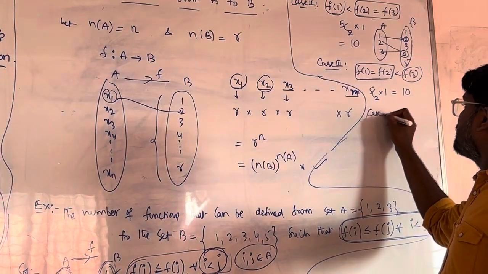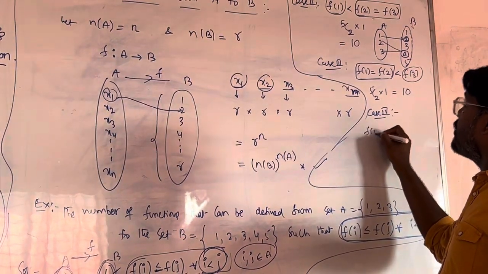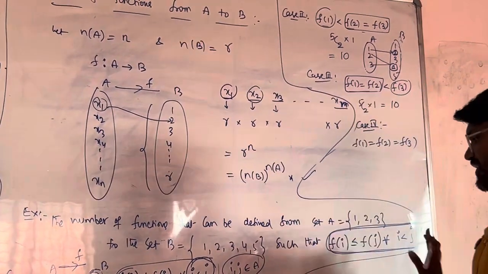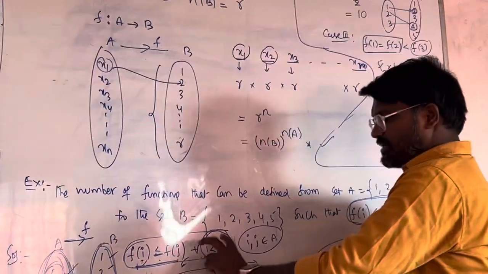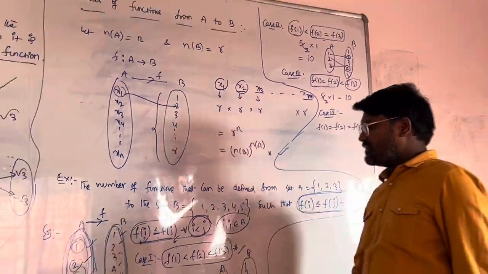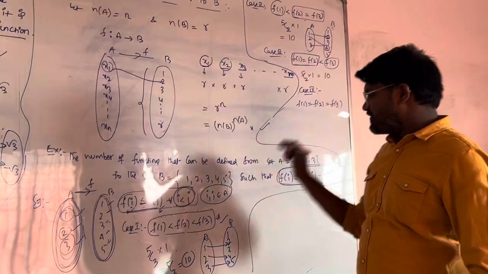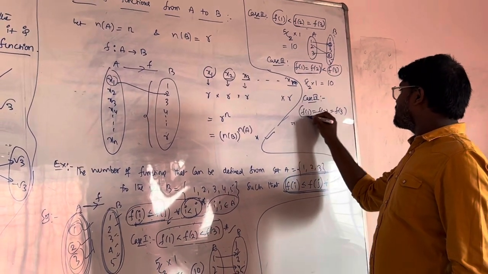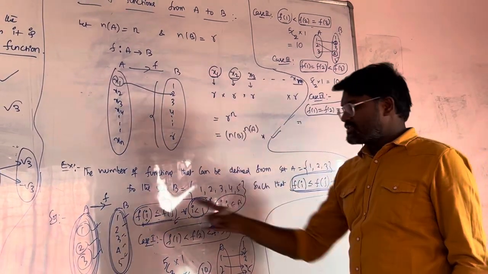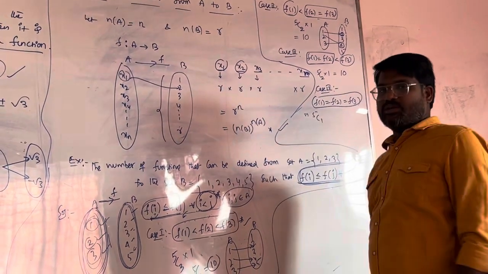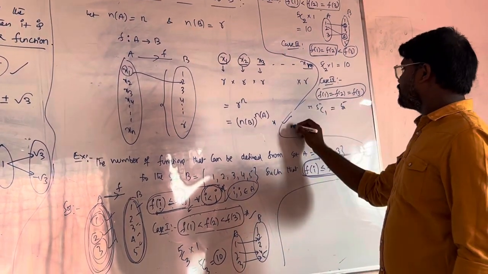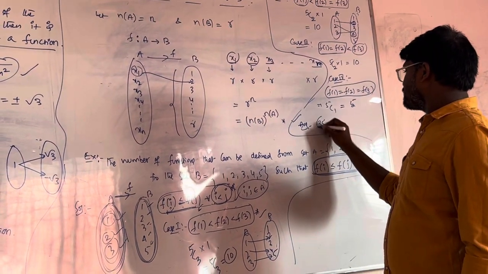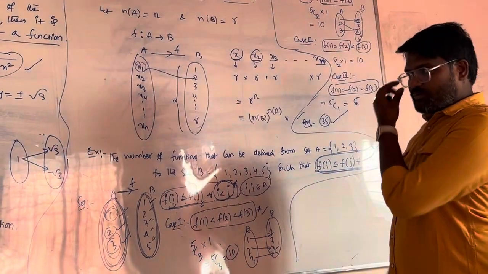And finally, you will get one more case, which is all are equal, f of 1 equal to f of 2 equal to f of 3. If you take these four cases, then it will completely consider all the given possibilities which satisfy the given condition. Here all three elements have the same image. That means out of 5 elements, I need to select only one element, which is 5. Therefore, what is the answer? 10 plus 10 plus 10 plus 5, 35. So this is how we can determine the number of functions.